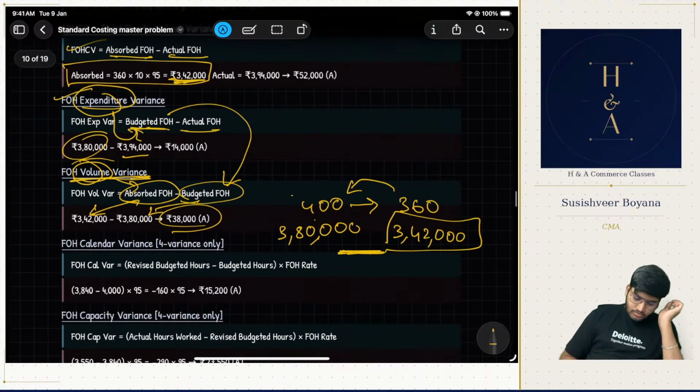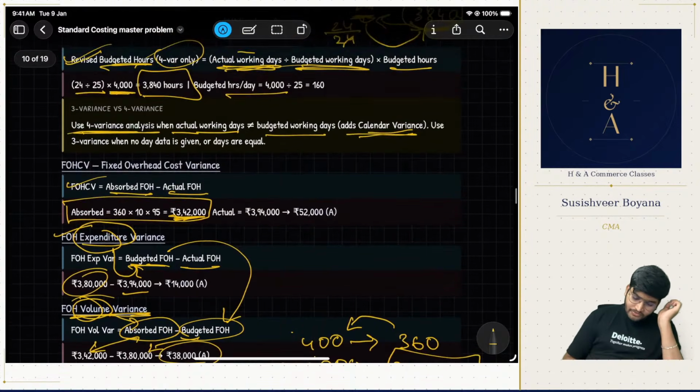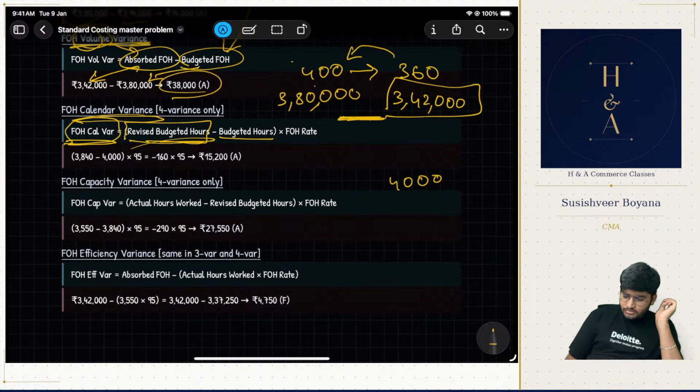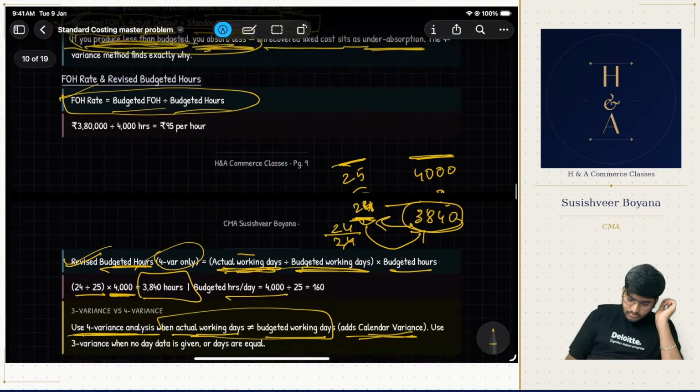We also know only when we have a difference in actual working days and budgeted working days do we see a calendar variance. Correct. So, fixed overhead calendar variance. Since we already know it's going to be calendar variance, can we just take budgeted hours? No. Sorry, can we take actual hours? No. We have to take revised budgeted hours. Revised budgeted hours minus budgeted hours. Ideally, it should have been 4,000, but we only got 3,840, something like that.